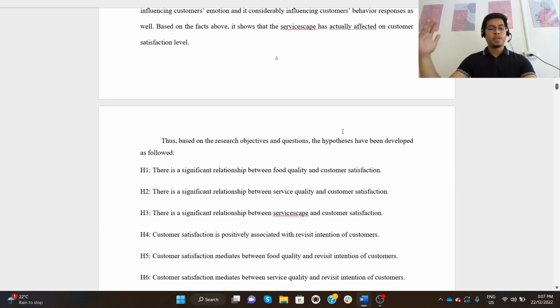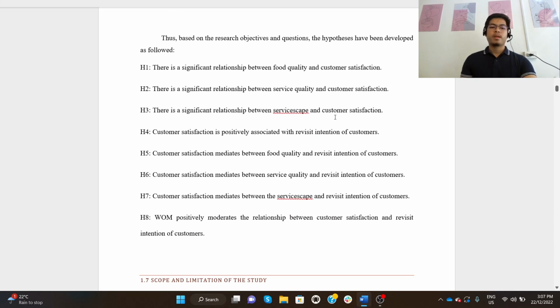Thus, based on the information above, on the research objectives and questions, we developed these hypotheses. Hypothesis one: there is a significant relationship between food quality and customer satisfaction. Hypothesis two: there is a significant relationship between service quality and customer satisfaction. Hypothesis three: there is a significant relationship between servicescape and customer satisfaction. Hypothesis four: customer satisfaction is positively associated with revisit intention of customers.